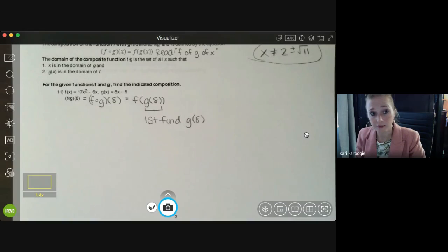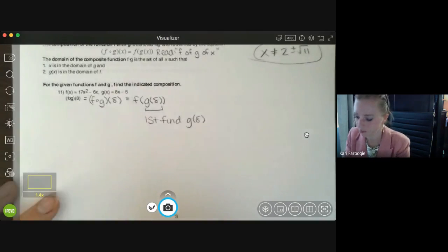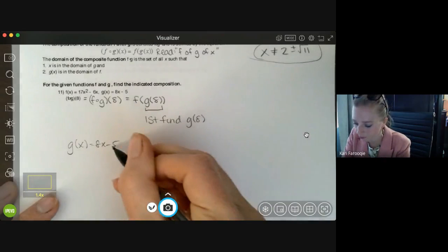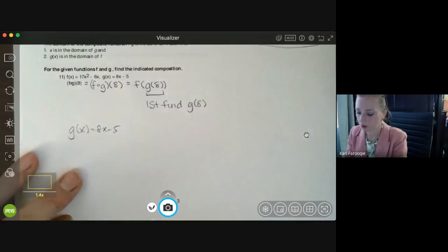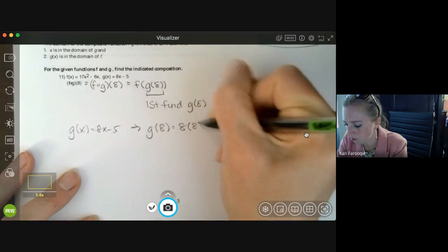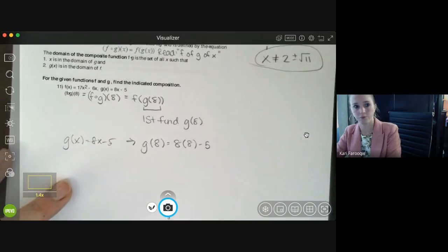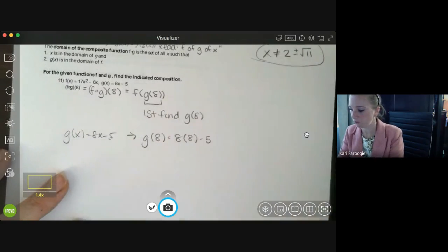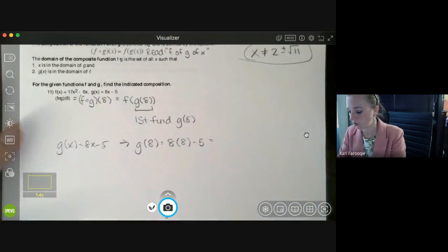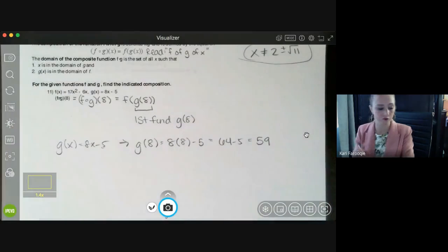To find g of 8, we're just going to look at our function g of x, and everywhere we see x, we're going to swap it out with 8. So I'm going to rewrite the g of x here. It's 8x minus 5. And we will find g of 8. Everywhere we see x, we're going to swap it out with 8. And then we'll evaluate. Make sure you're using the correct order of operations. 8 times 8 is 64, minus 5 is 59.